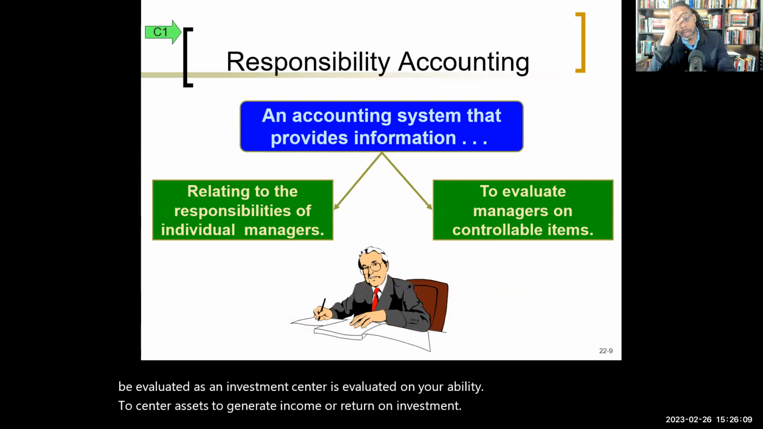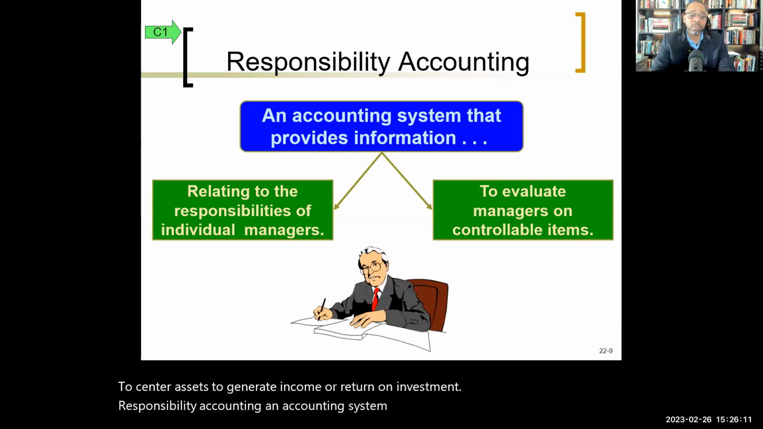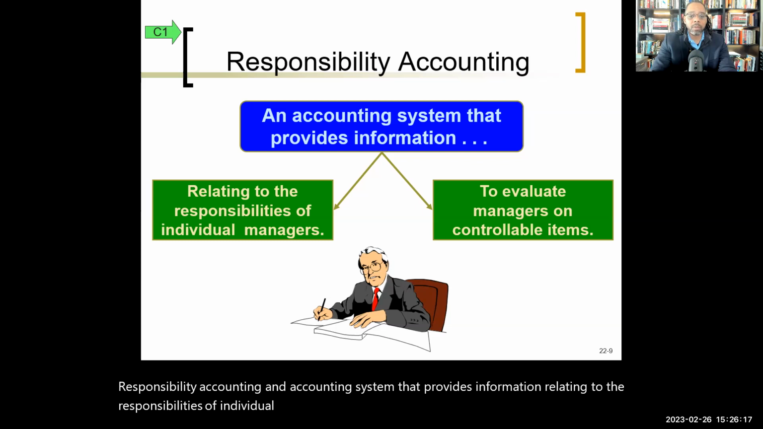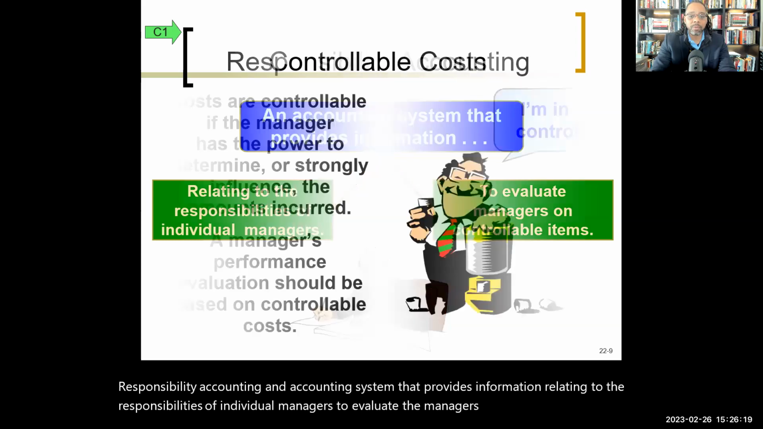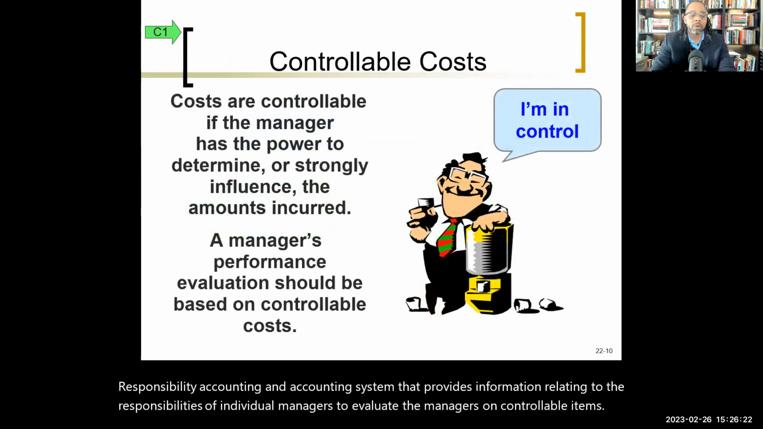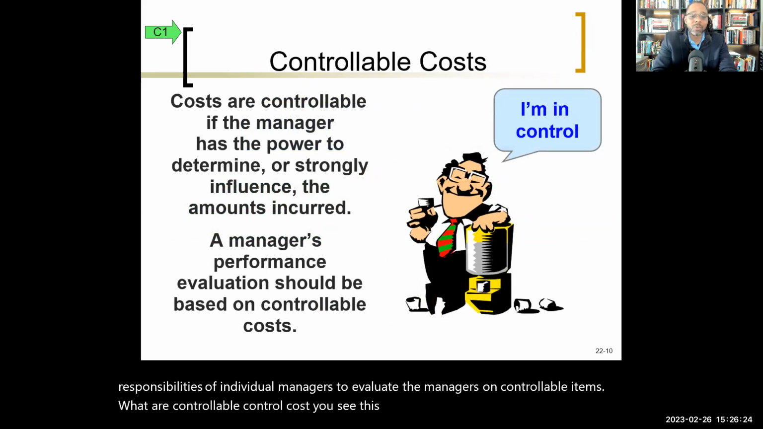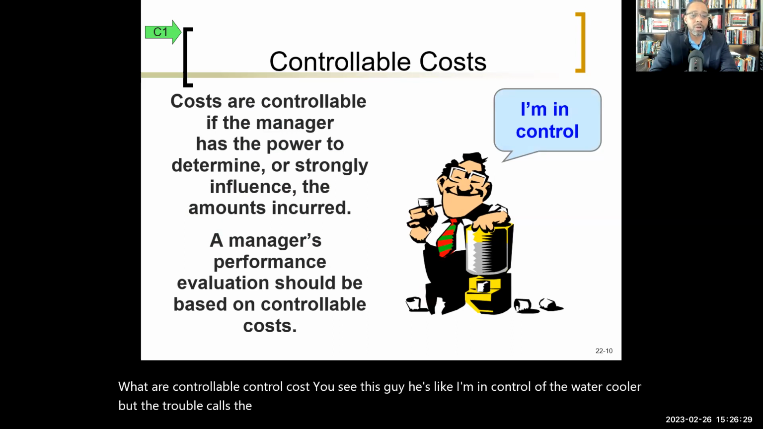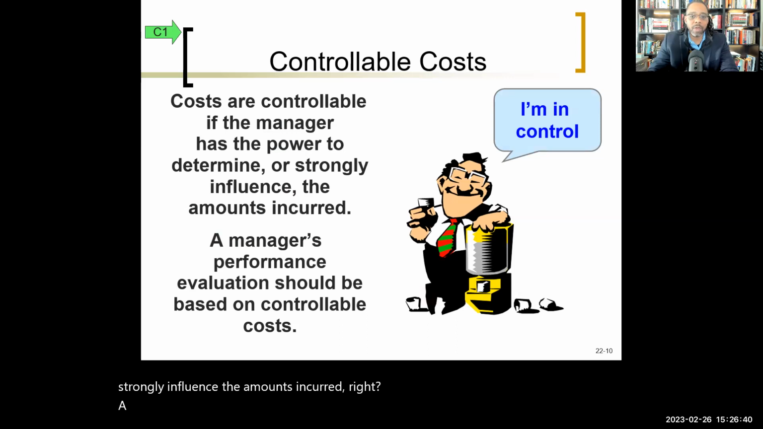Responsibility accounting is an accounting system that provides information relating to the responsibilities of individual managers, to evaluate the managers on controllable items. What are controllable costs? You see this guy, he's like, I'm in control of the water cooler. But controllable costs are costs where the manager has power to determine or strongly influence the amounts incurred, right? A manager's performance evaluation should be based on controllable costs.